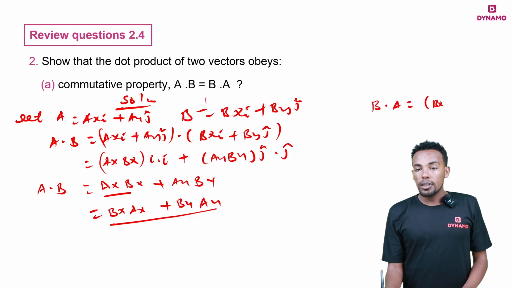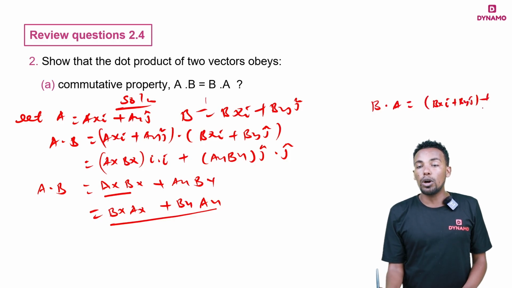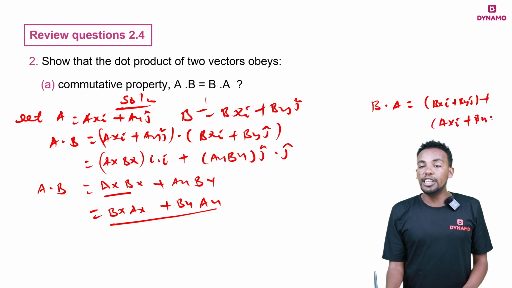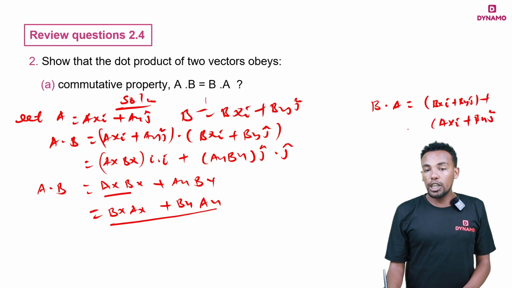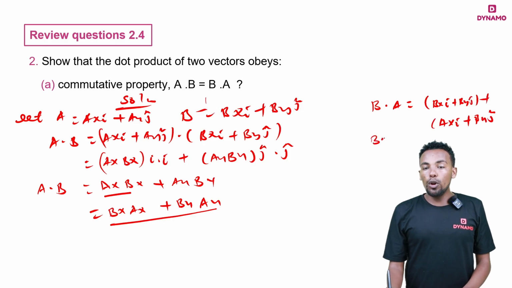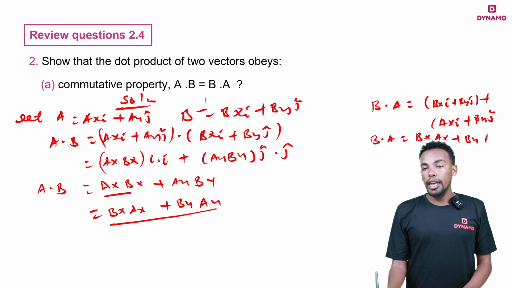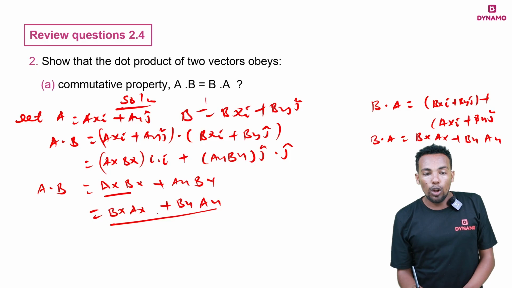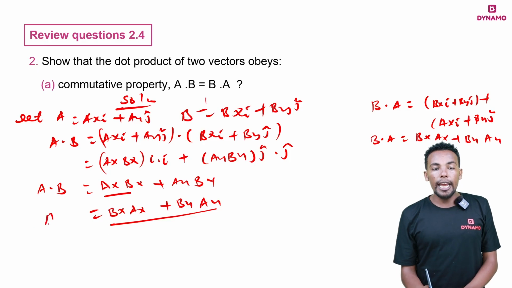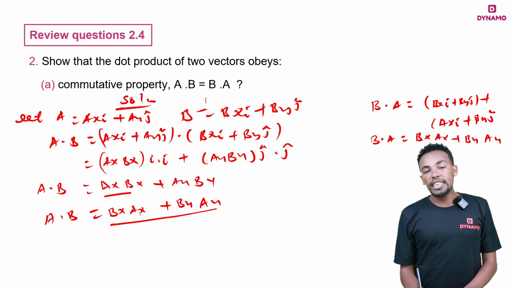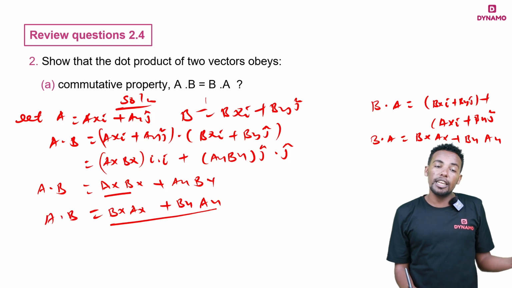BX in I direction plus BY in J direction dot with AX in I direction plus AY in J direction. Kanaaf B dot A jechuun maal ta'a? BX AX plus BY AY ta'a. Kanaafuu A dot B is equals to BX AX plus BY AY jechuu dandeenya.